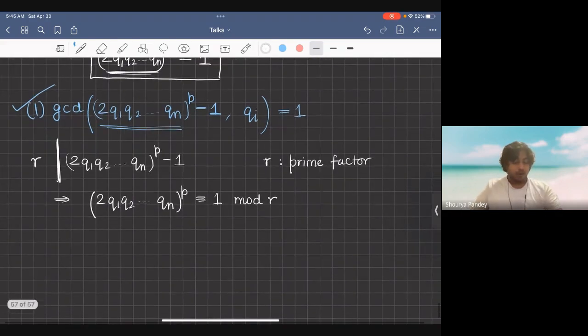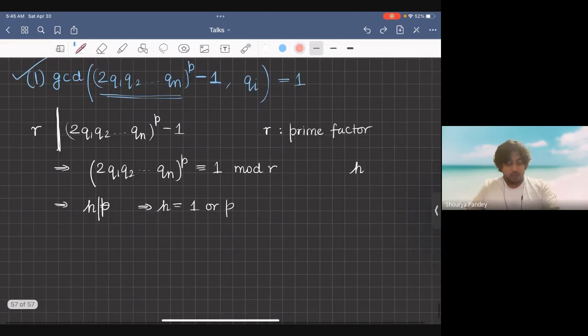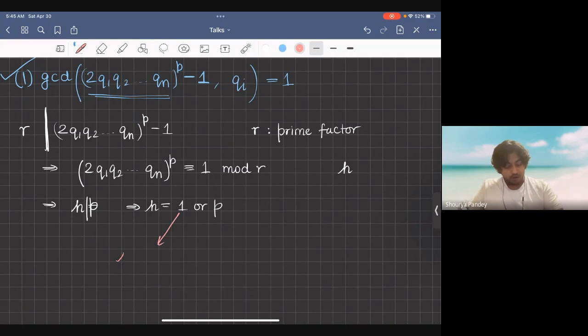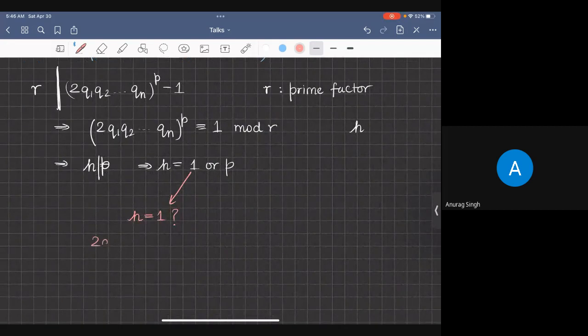And then what does this mean? If the order is h, then h divides p, which means h is either 1 or p. h cannot be 1 because of this 2q1 q2 up to qn. But okay, so let's see. What happens if h is 1?